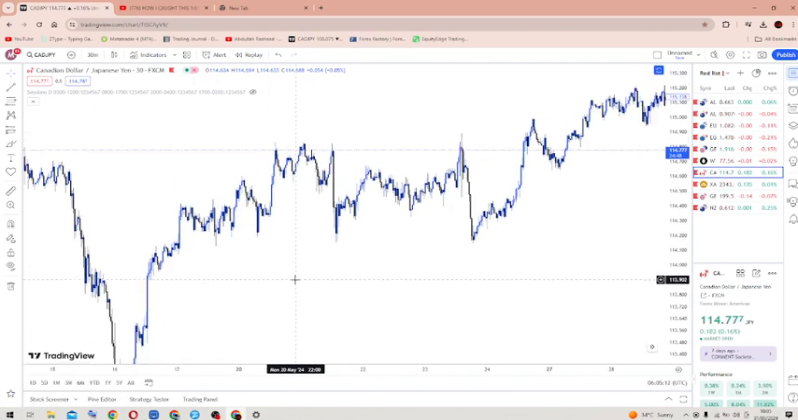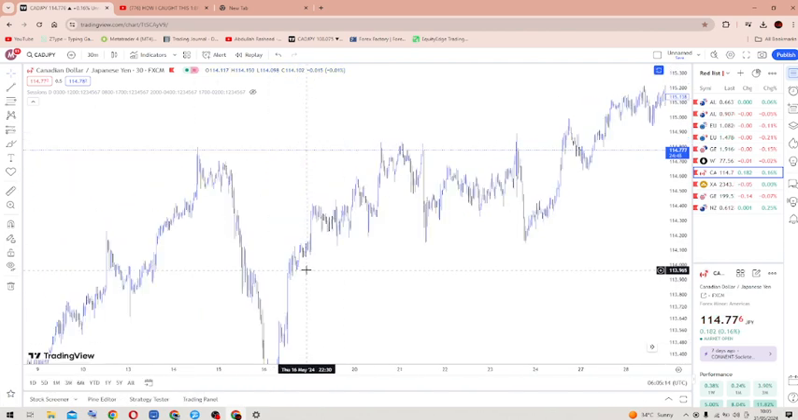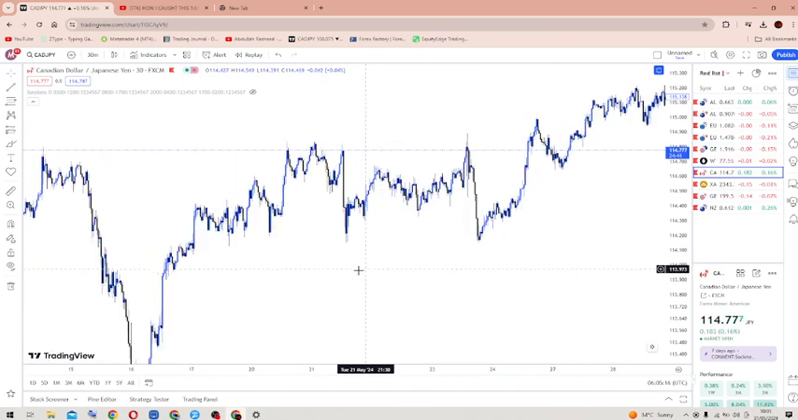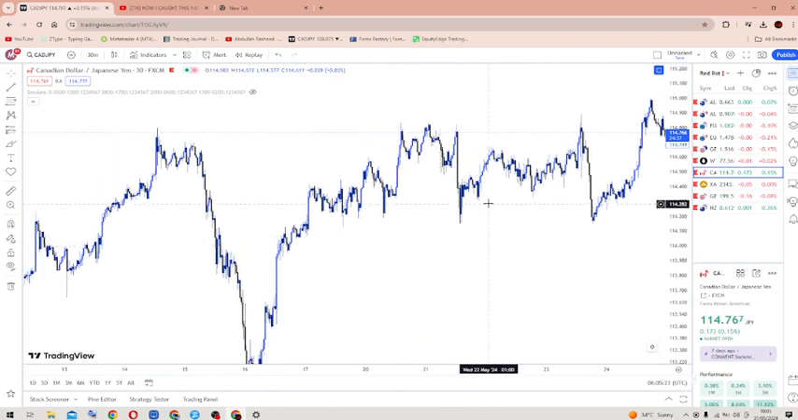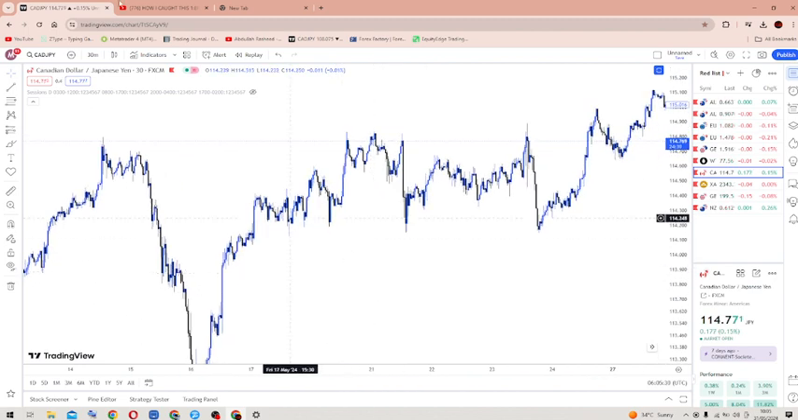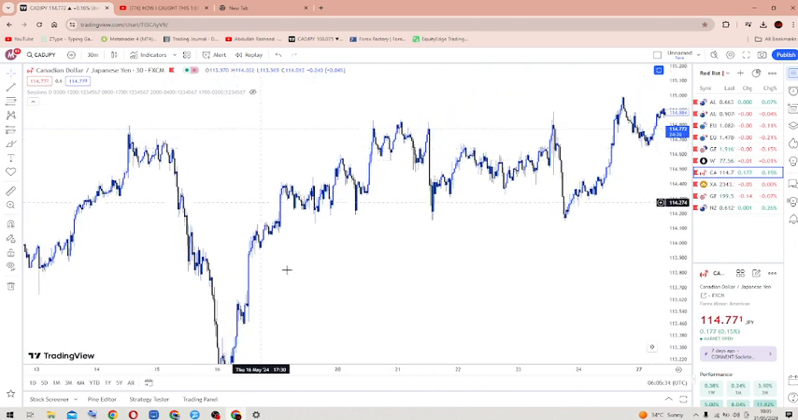So this is the thing. This is CAD/JPY. I was looking at it last, I think 2 weeks back. I didn't catch the sell, but I caught the buy. So let me show you why. Obviously, we are going to do some little back testing, and I show you how it is done. So this is how the market was actually trending.